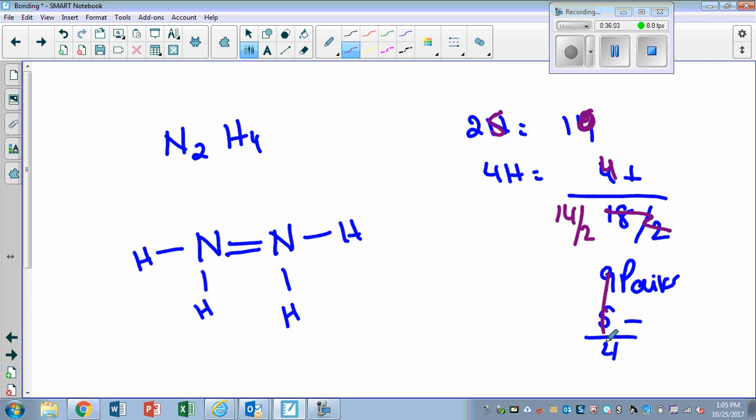It should be 7 pairs. So 1, 2, 3, 4, 5, 6. 6 I already have. 10 and 4 is 14 divided by 2, it will be 7 pairs. Yes. 2, 4, 6, 8.